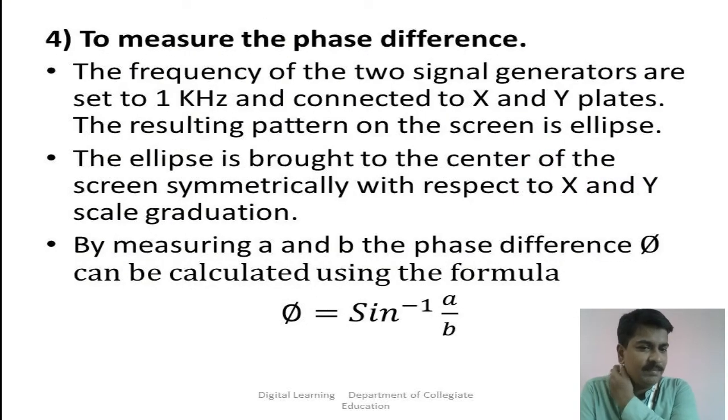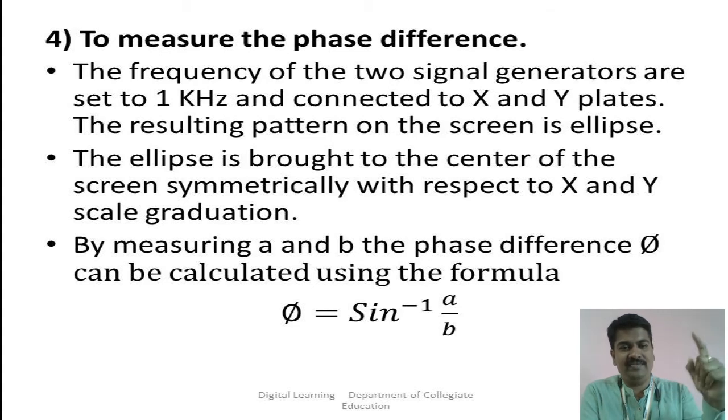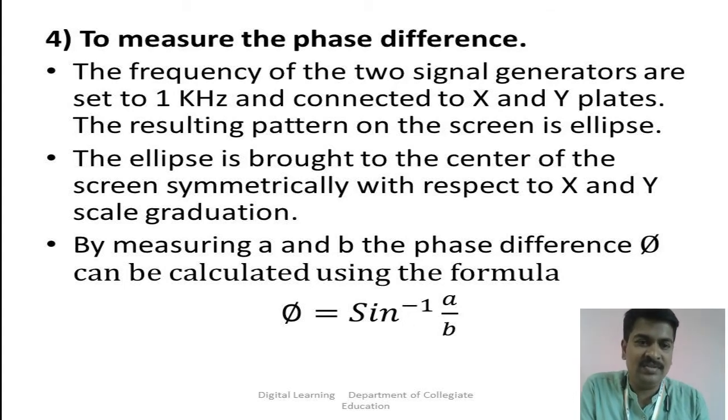We'll move on to the last application of CRO. Here with the CRO, we can measure the phase difference between the two waves. You have to be very careful with this. In the frequency measurements, we require only one wave; we just measure the wavelength and multiply that with the time per division, which will give you the frequency. While measuring the voltage also, we give only one output wave to the CRO. There we measure the peak to peak and multiply by the volt per division. That will give you the voltage.